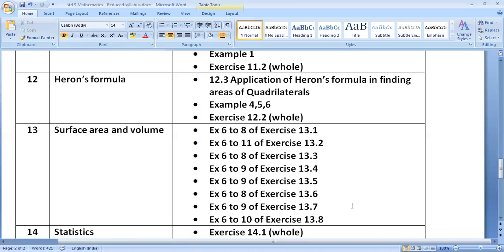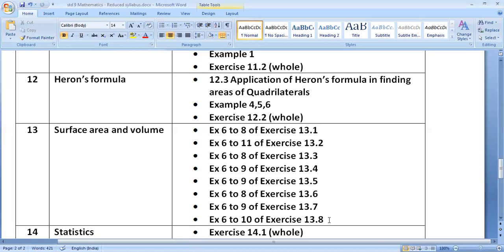Page 236, exercise 13.8, questions 1, 2, 3, 4 and 5 are included, while exercise 13.8, questions 6, 7, 8, 9 and 10 are excluded. So 6 to 10 of exercise 13.8 is excluded from the syllabus. On the same page, exercise 13.9 is an optional exercise, which is not included. And on page number 237, all formulas are given in the summary, which you have to prepare. It is most important for you.